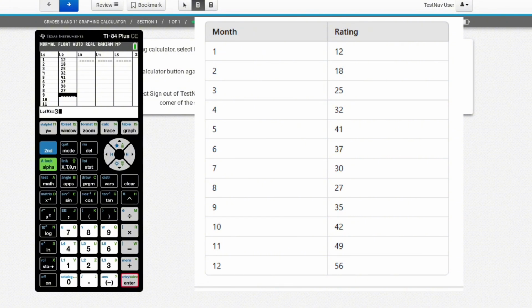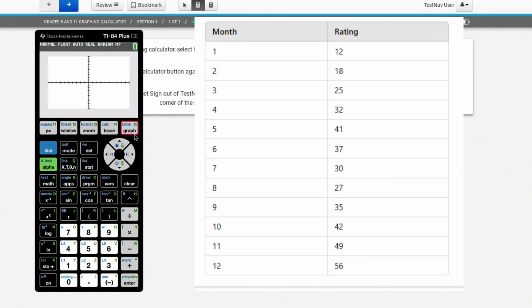What do we have? 35, 42, 49, 56. All right. Now again, my job is to use this information to see if it's linear, quadratic, or cubic. Okay, right now I just have a bunch of dots. If I were to hit graph, nothing. So what I need to do is, we'll just make believe that never happened. Okay, this is what I have.